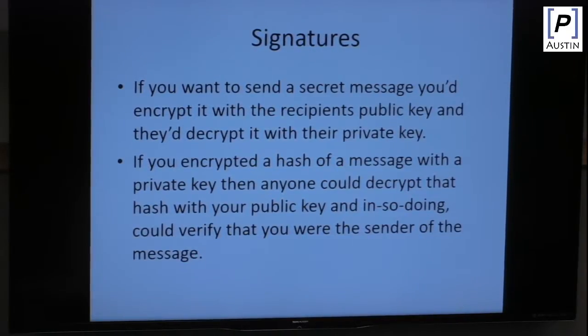All right, so signatures. If you wanted to send a secret message, you encrypt it with the recipient's public key and then decrypt it with their private key. If you encrypt a hash of a message with your private key, then anyone could decrypt that hash with your public key, and so they can verify that you're the person sending the message. Signatures are utilized for Bitcoin, for example. Conceptually, it's like signing: I sign to say that it's from me. This is a digital analog, saying that only I can generate a signature because it's made with my private key. So that's the way to validate it.